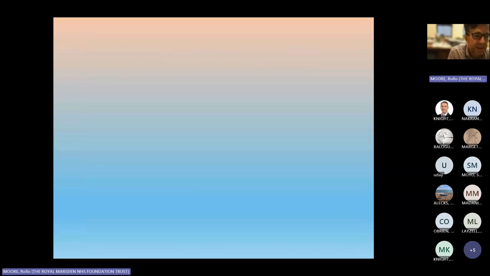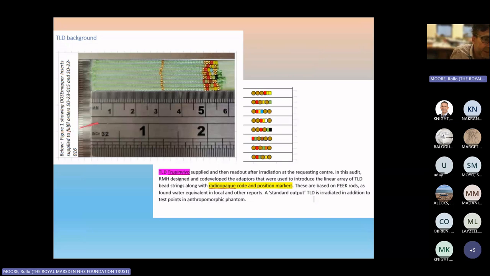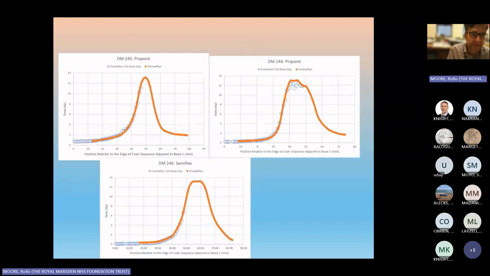This is a picture of the TLD itself, and the scale of millimeters on the bottom. So each of these green spherelets is a TLD. They're about 1 millimeter size, and these gold bubbles are radio opaque markers, and this set of colored rainbow-like bubbles are coders, so they can be used to tell which detector is in which position in the phantom and read out along a string of beads which give us each of these blue circles overlaid on the calculated orange line from our CyberKnife planning system.